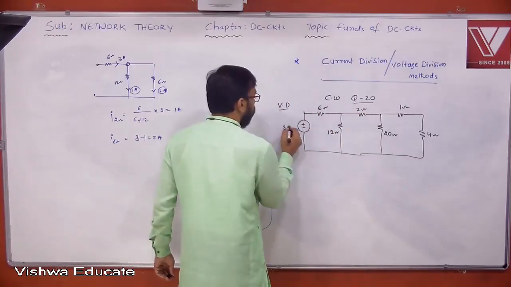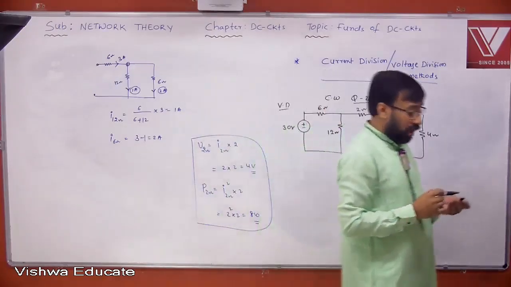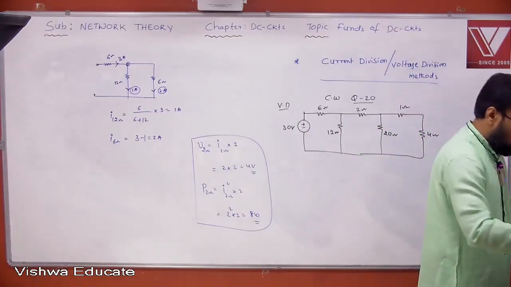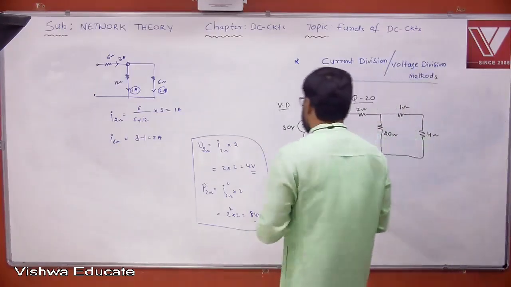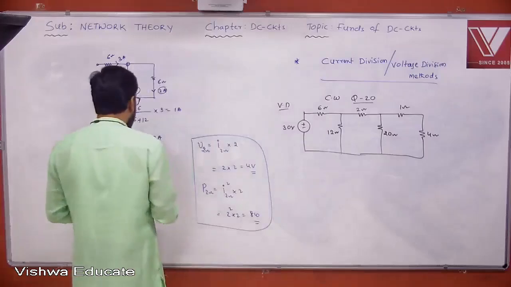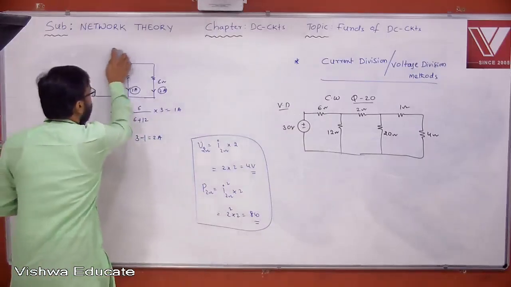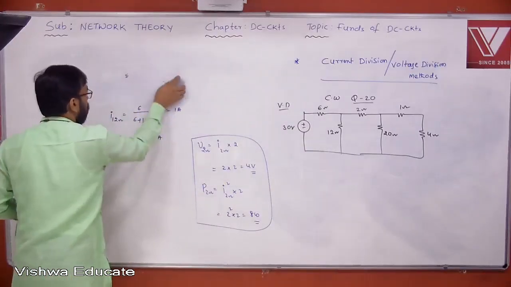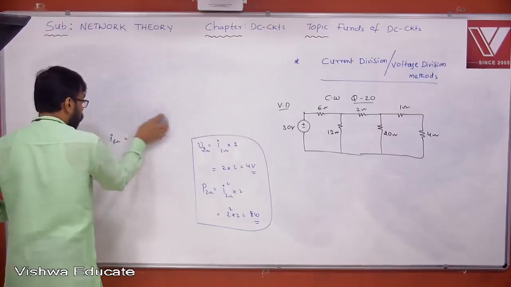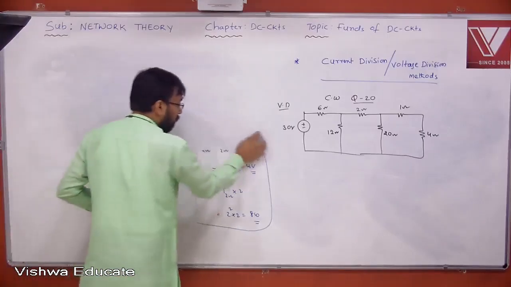But already the total voltage is available. Yes or no? Already the total voltage is available. There is no need to find the total voltage once again. But we need to divide this voltage. If you want to divide the voltage, you generally consult the voltage division rule. But the voltage division rule is applicable to what?